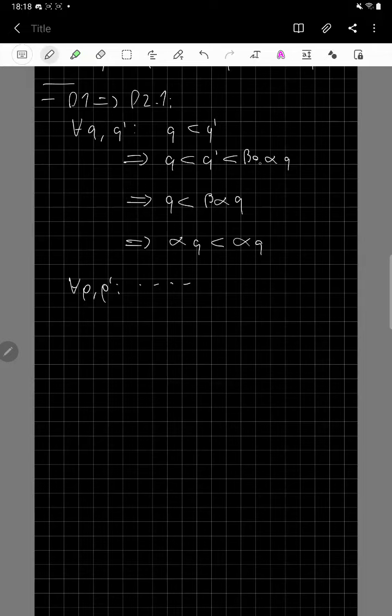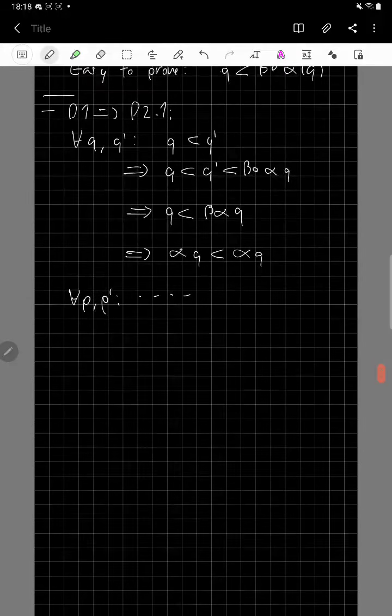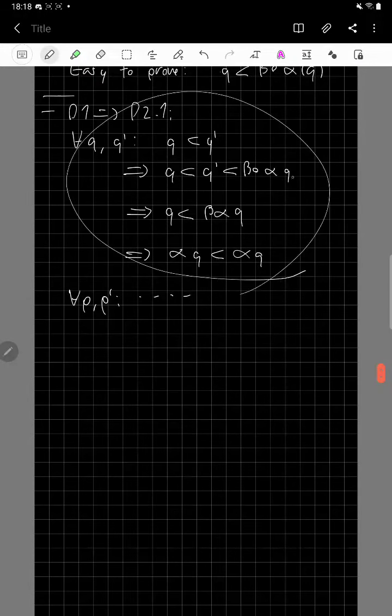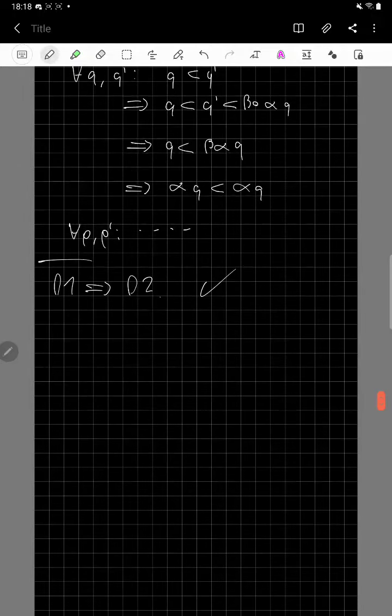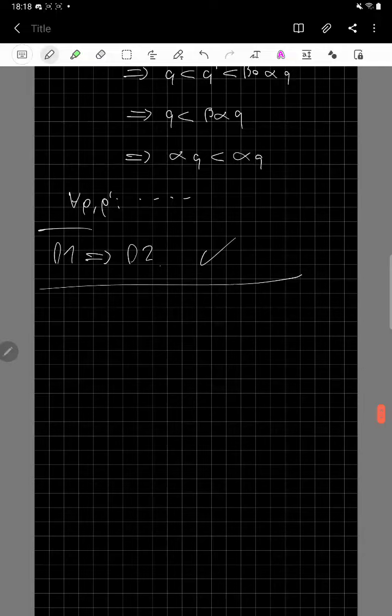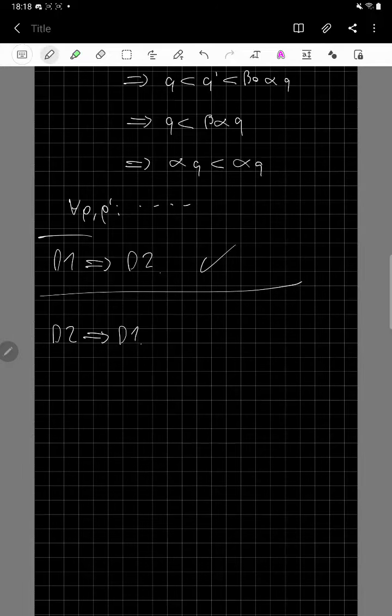So both beta composed alpha and alpha composed beta will be inflationary. Here we proved that beta composed alpha is inflationary. The other proof is the exact same thing. So definition 1 implies definition 2. It's done. Now let's prove that definition 2 implies definition 1.